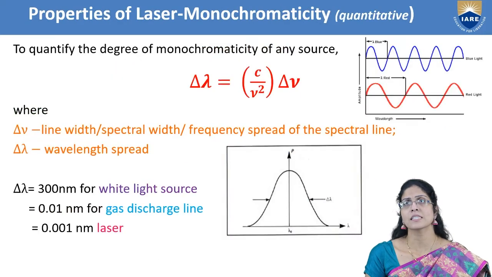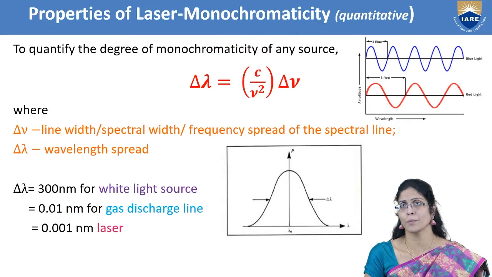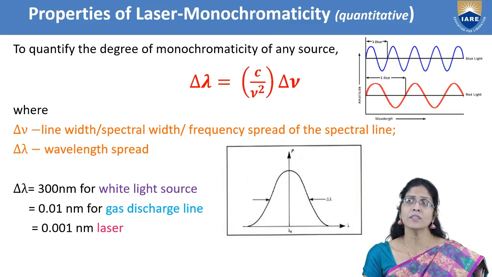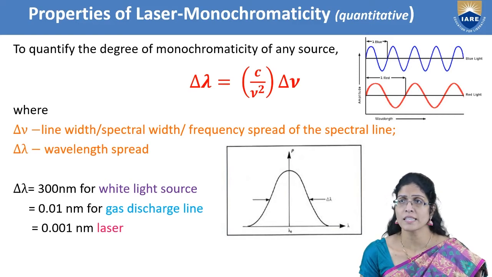If you have to study this monochromaticity using this broadening, you can arrive at quantifying the degree of the monochromaticity, and this can be done by studying the wavelength spread. Wavelength spread is nothing but, if you have to understand this, first you need to understand what is wavelength. The wavelength of light differs for different lights.